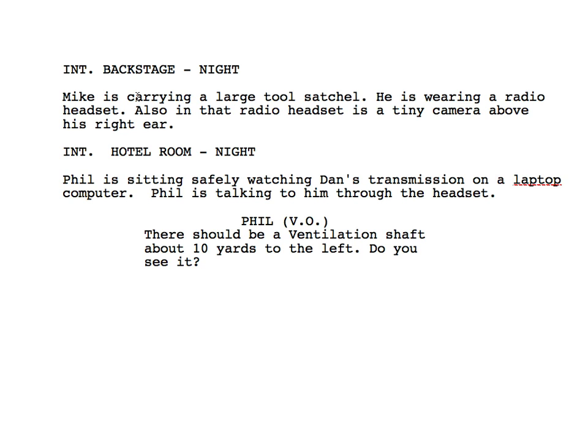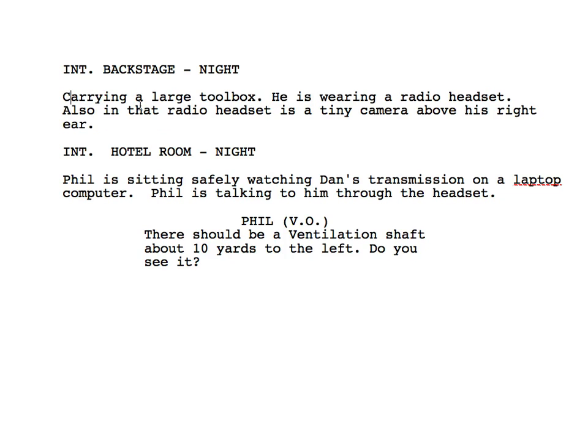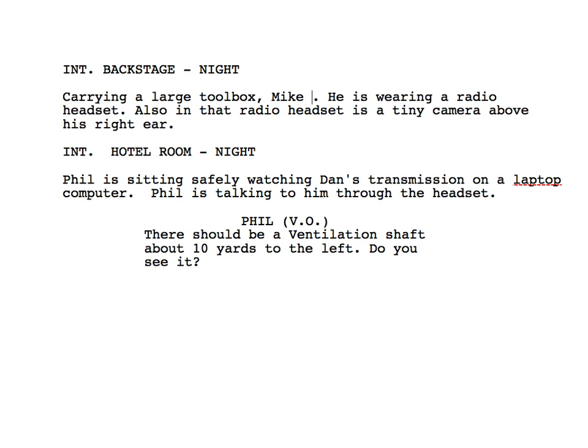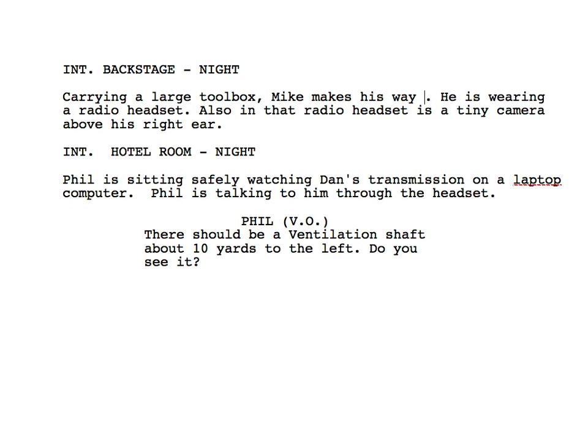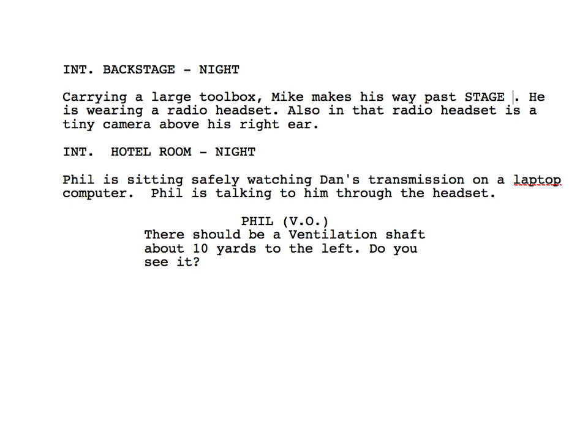Let's talk through what's happening here first, though. Mike is carrying a large tool satchel. I don't know what a satchel is. Let's make that a toolbox. Also, let's try to avoid so much subject, verb, object. Let's start with carrying a large toolbox, Mike. Well, we're backstage someplace. It could be an empty backstage, but that's a pretty bad episode of Alias. Let's have some other people be around. So we're backstage. I should say the script is supposed to be Vegas, so let's give us some stage crew, some dancers. Mike makes his way past STAGE CREW, capitalized because they're new people, and DANCERS.